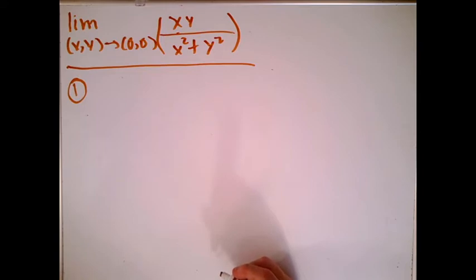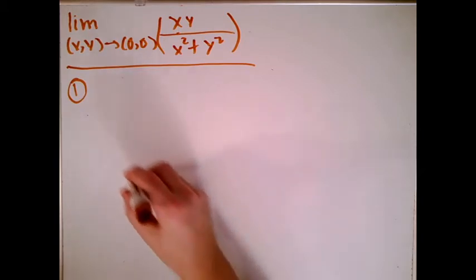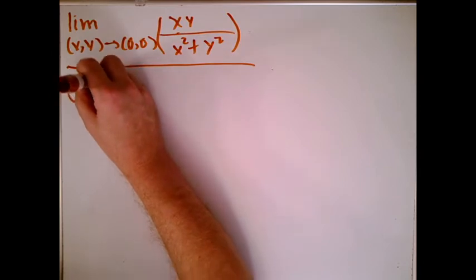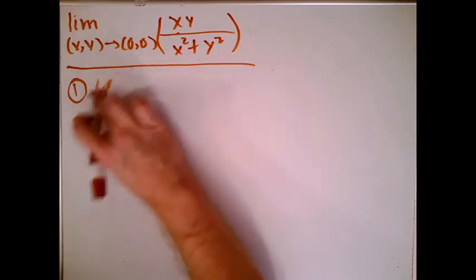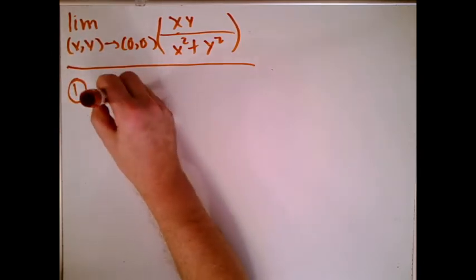Now, there's an infinite number of paths we could take from the point x, y to the point 0, 0, and so in general, we have to pick some paths. We generally like to start with just linear paths, so I'm going to pick a nice, easy linear path. How about y equals x?